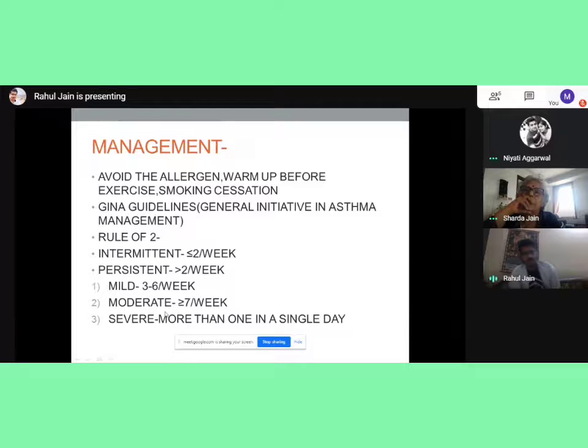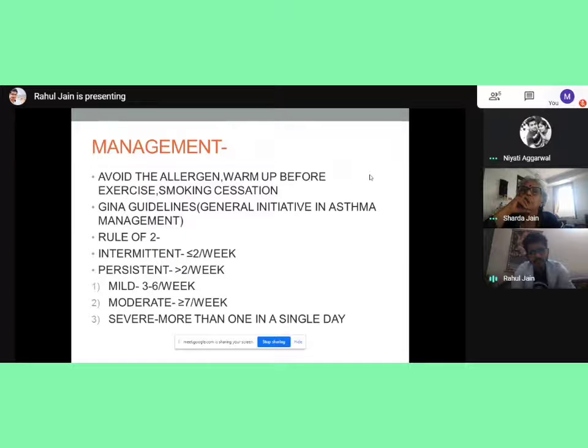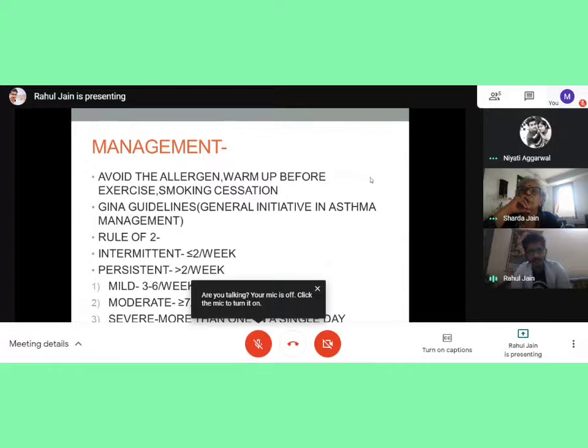So the way to remember it is very easy. For us, at our level, the rule of 2: less than or equal to 2 per week is intermittent asthma, and more than 2 is persistent asthma. Correct. So the guideline is, if the patient has intermittent asthma, then we give salbutamol pro re nata. Pro re nata means as and when required. Since the frequency is less than 2 per week, sometimes he won't even get 1 attack per week.